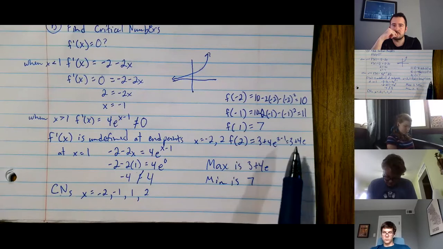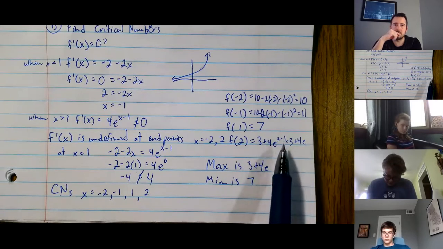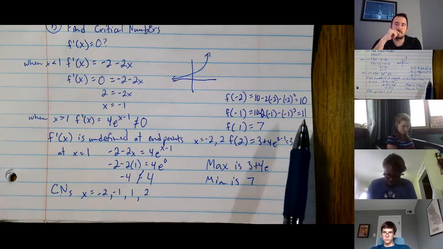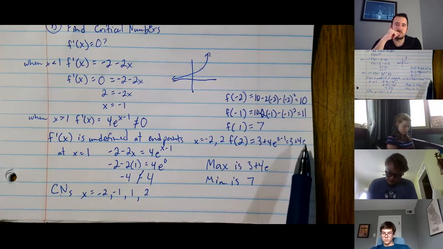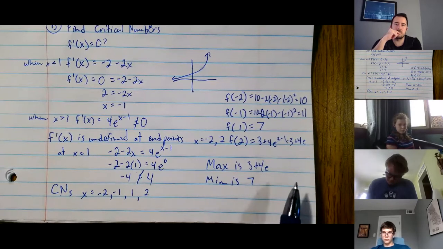I don't know if for some people it isn't immediately obvious that 3 plus 4e is greater than 11, but very simply, if e is between 2 and 3, then this thing would be greater than 11.